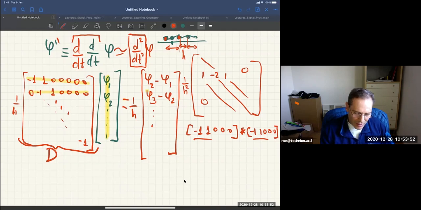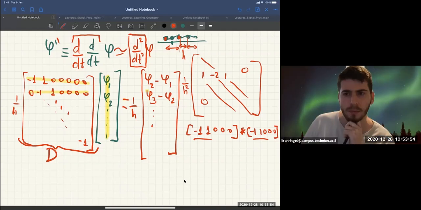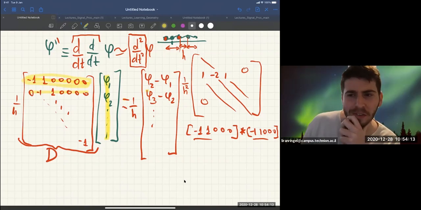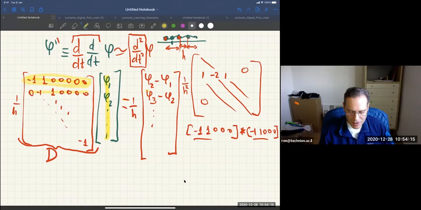Look at what is going on here. If, for example, my signal psi would have been cyclic, then what I have here is basically a convolution by the first row that I have here. Are you with me, Liran? Yes, I'm with you, but... So the second derivative would be applying the same convolution again.